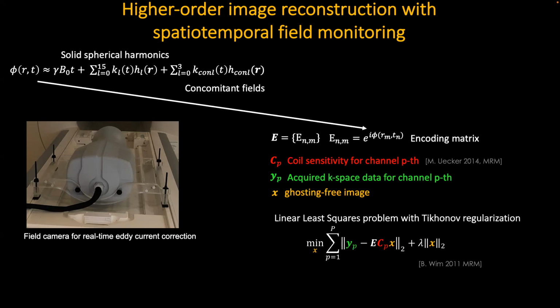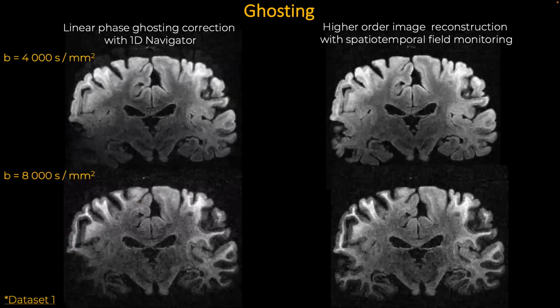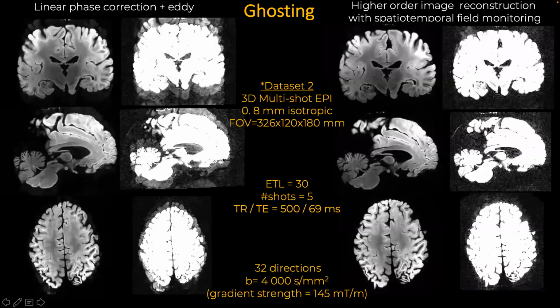very easy reconstruction approach. It can be shown from these results that ghosting is indeed well reduced when model-based reconstruction with high order terms is implemented, as you can see here on the right, compared to the conventional reconstruction of Siemens. And we have demonstrated that this improvement is consistent over the whole brain.